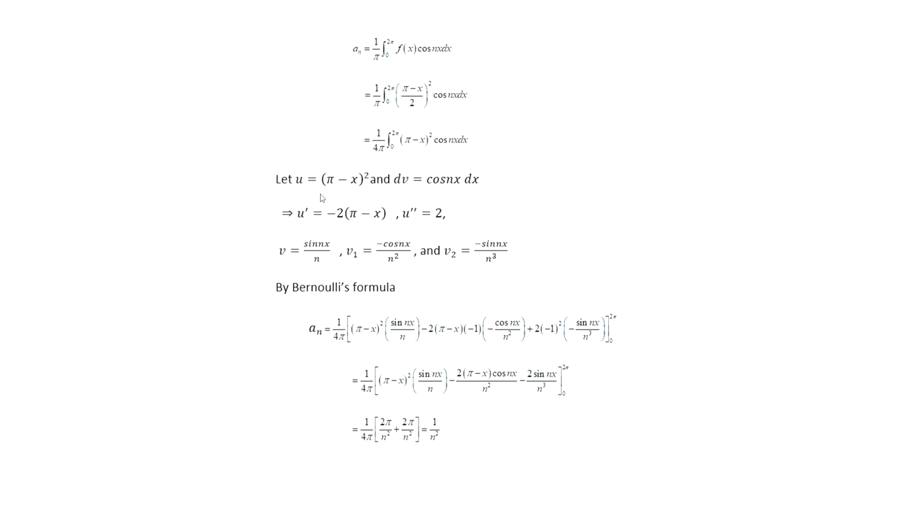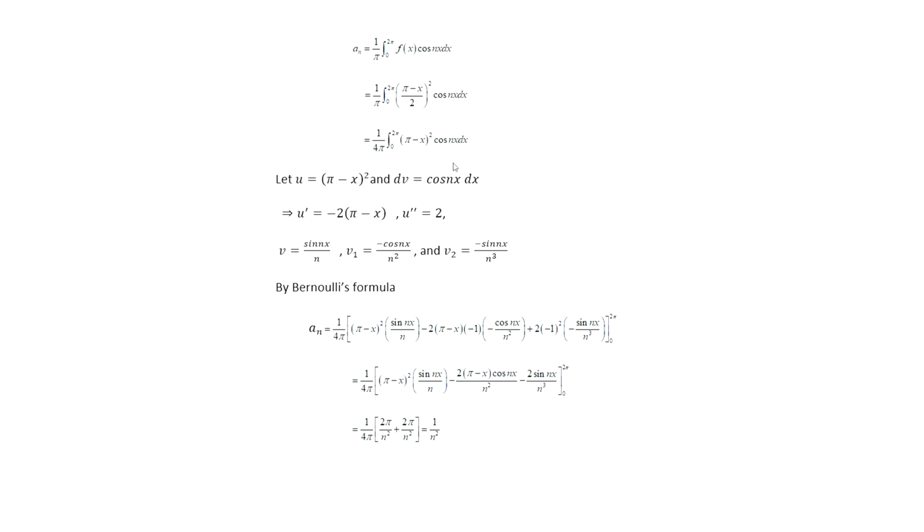Now u dash, when we differentiate pi minus x whole square, we get 2 into pi minus x. Then again for minus x we get a minus sign. So it is minus 2 into pi minus x. And u2 dash, when we differentiate this again, we get 2.